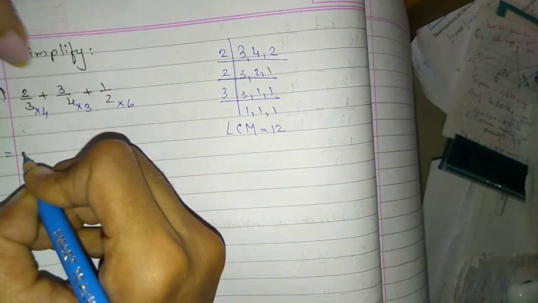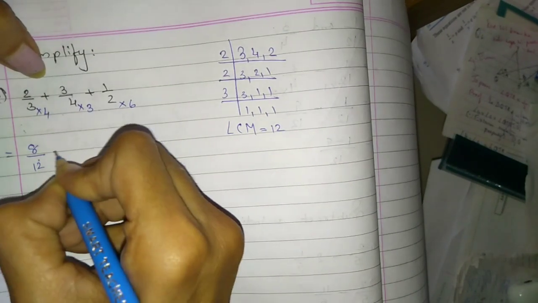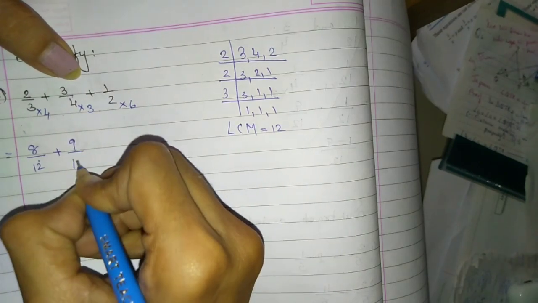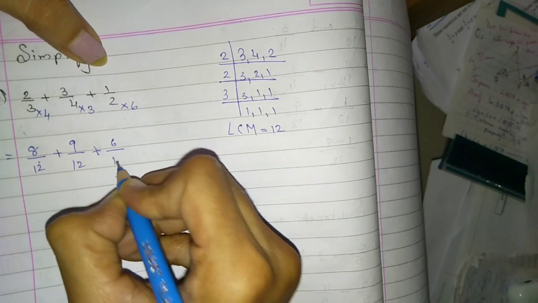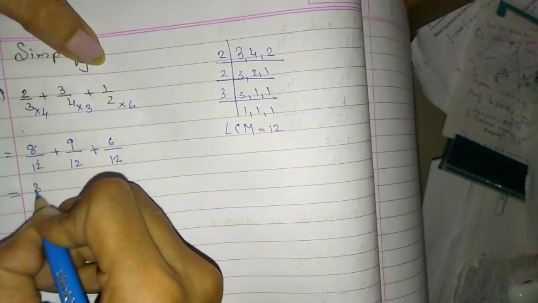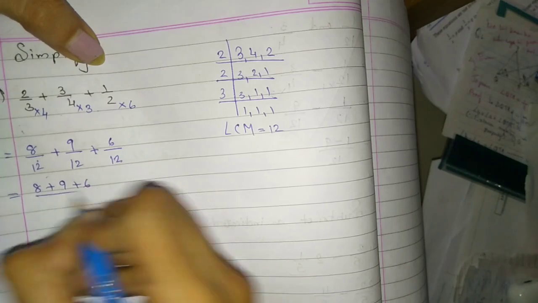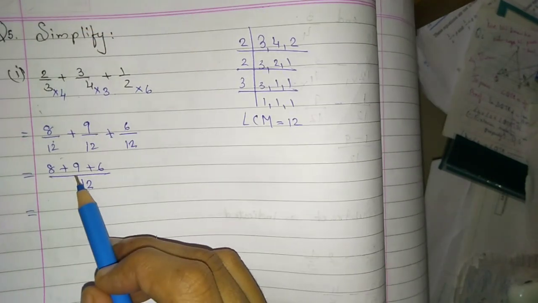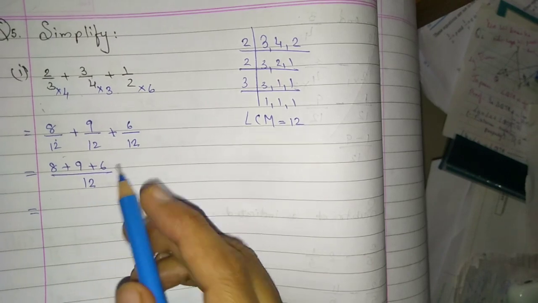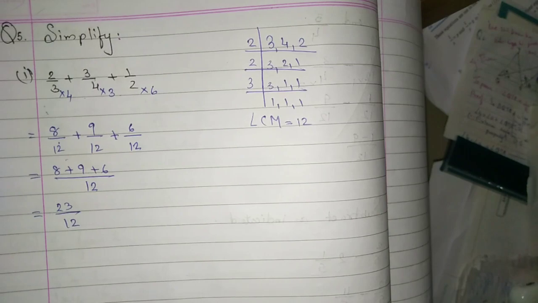So equal to 4 2s are 8 upon 12 plus 9 upon 12 plus 6 1s are 6 upon 12. Now denominators are the same. So 8 plus 9 plus 6 upon 12. So which is equal to 8 plus 9 is 17, 17 plus 6 is 23 upon 12. That is the answer.